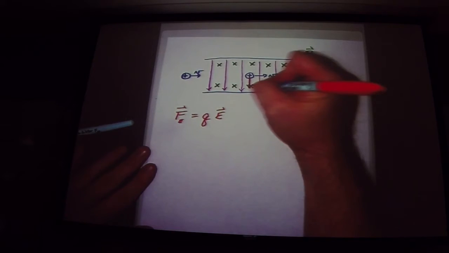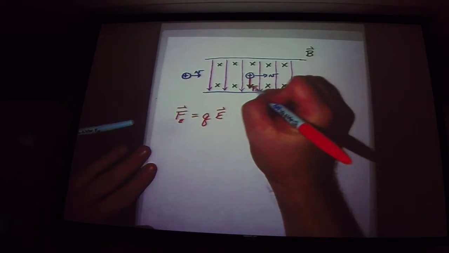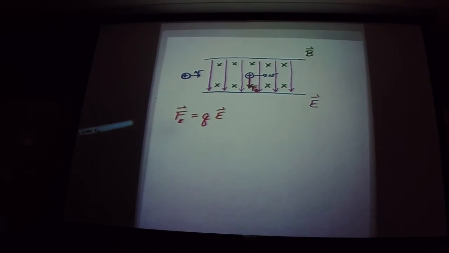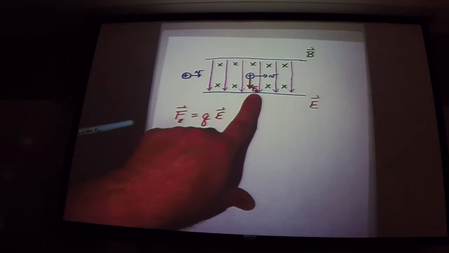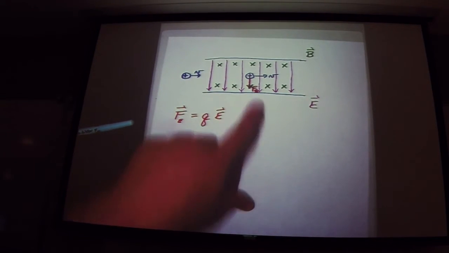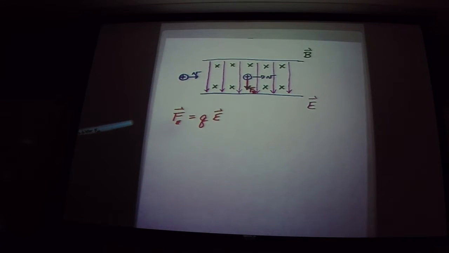So I'll put an electric force right here. Electric force right here. That says force electric field. It covered up one of the green X's, but that's what it is. Okay? All right, now let's take a look at the magnetic force.